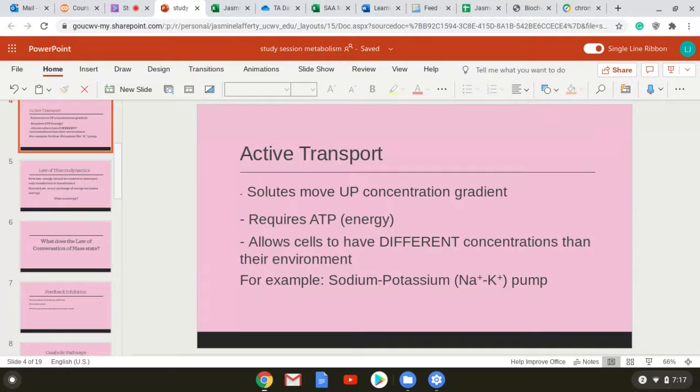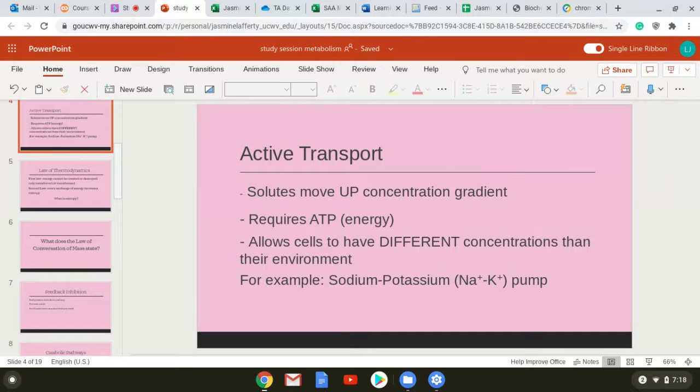Okay, and you have to do that because solutes aren't moving from high concentration to low concentration. They aren't moving down their gradient, they're moving up their gradient. So they are moving from low concentration to high concentration. Okay, so this allows cells to have a different concentration than their environment, which could aid in the hypotonic situations.